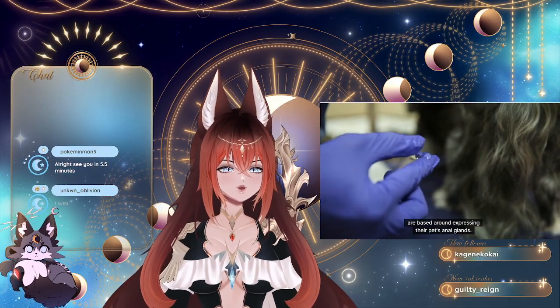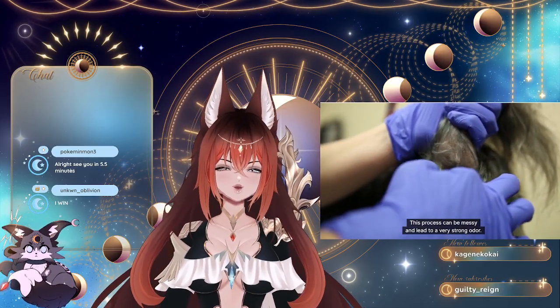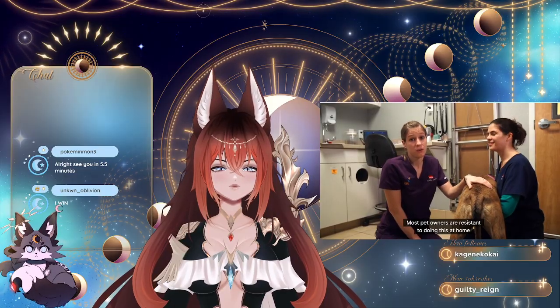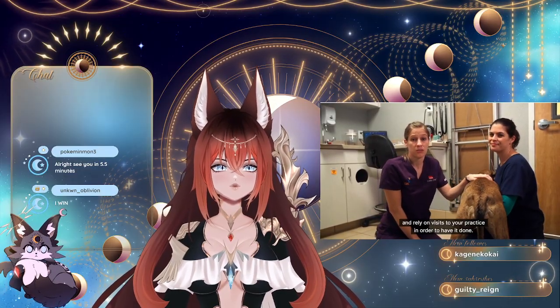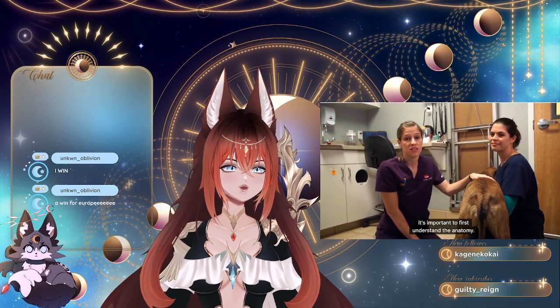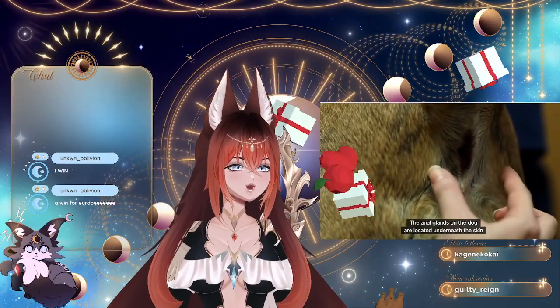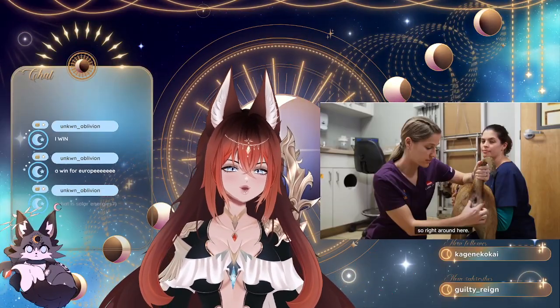Clients are based around expressing their pet's anal glands. This process can be messy and lead to a very strong odor. Most pet owners are resistant to doing this at home and rely on visits to your practice in order to have it done. Before we discuss how to express anal glands, it's important to first understand the anatomy. The anal glands on the dog are located underneath the skin at around the 4 and 8 o'clock position, so right around here.